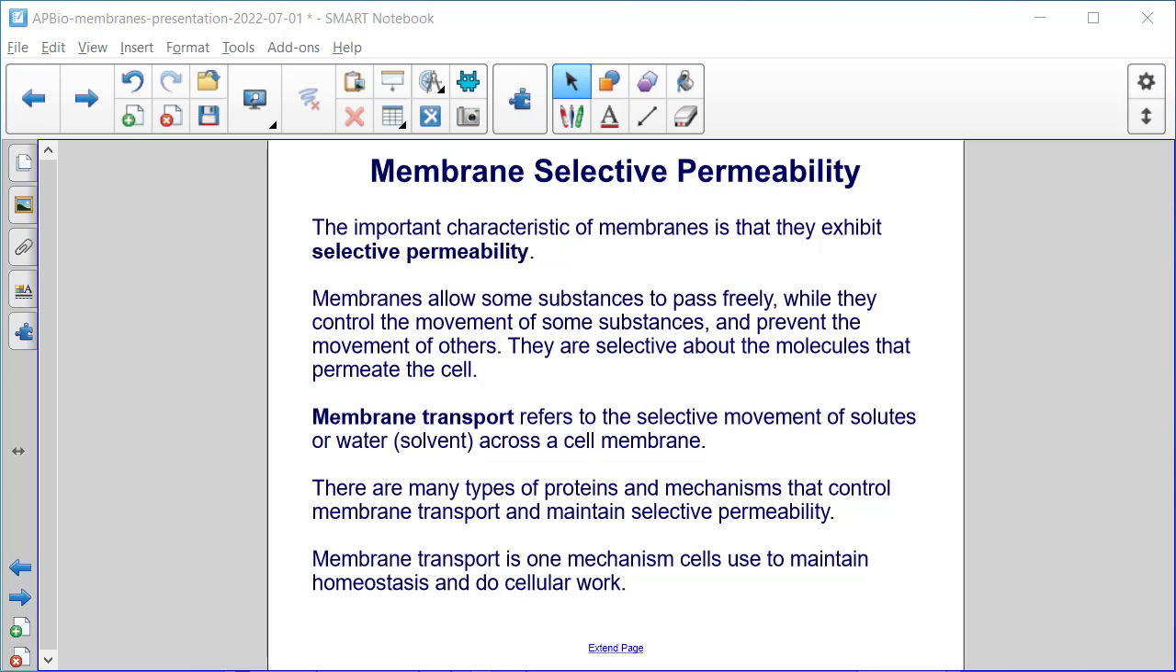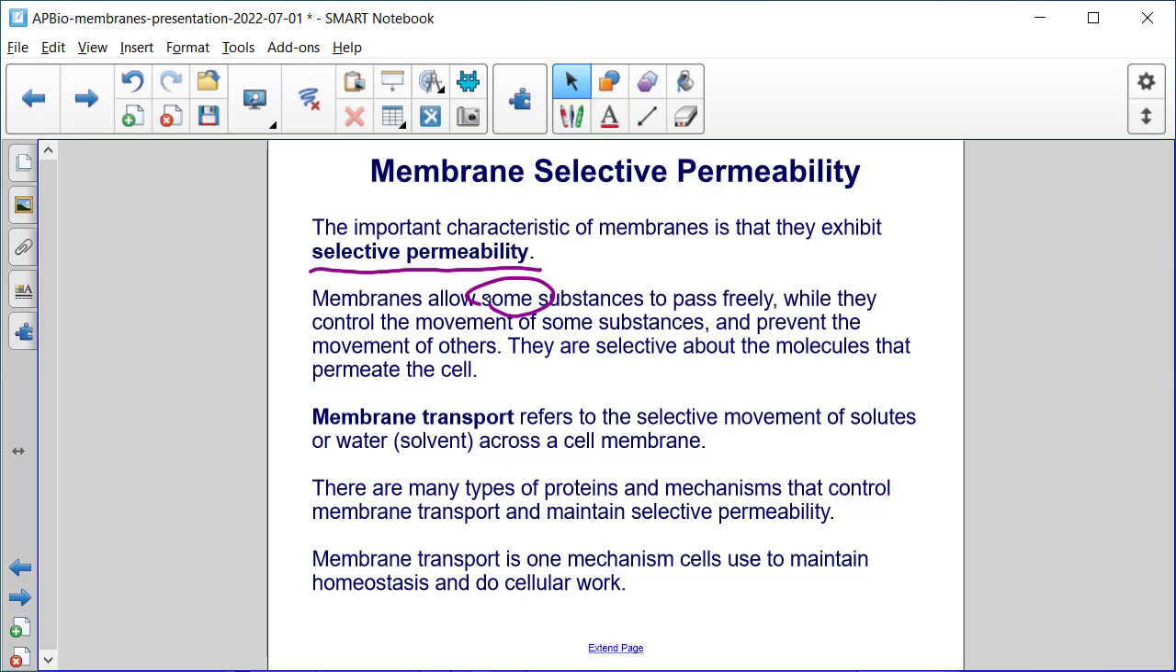Membrane selective permeability. The important characteristic of membranes is they exhibit what's known as selective permeability, where membranes allow some substances to pass freely while they control the movement of some other substances and prevent the movement of others. They are selective about the molecules that permeate the cell.